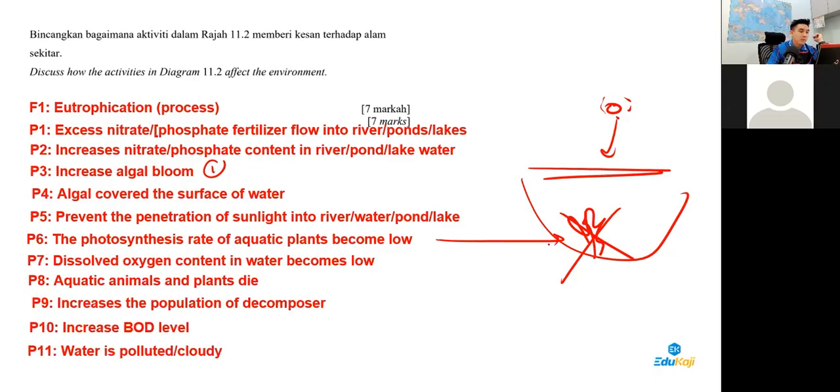Okay, guys. All these are points that we copy paste from the textbook or reference book. Right? So considerably, question 11 is quite a straightforward compulsory essay question. Quite straightforward.